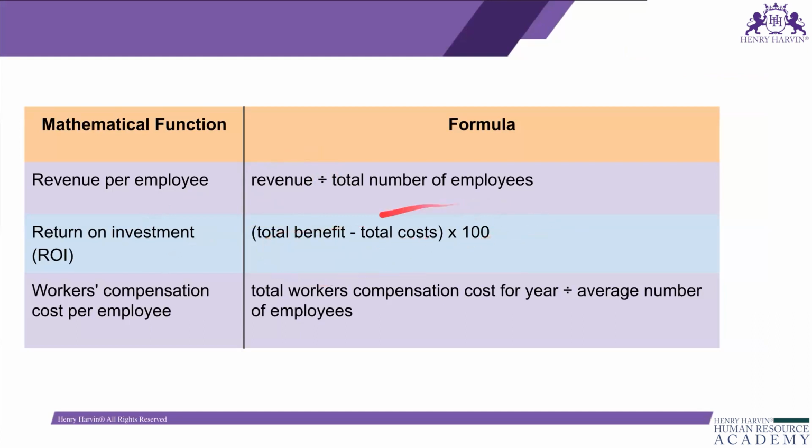Remember this formula, because we are going to need this formula in the further modules also. Okay, I'll ask you that time. So the formula for return on investment is total benefit minus the total cost, into 100.